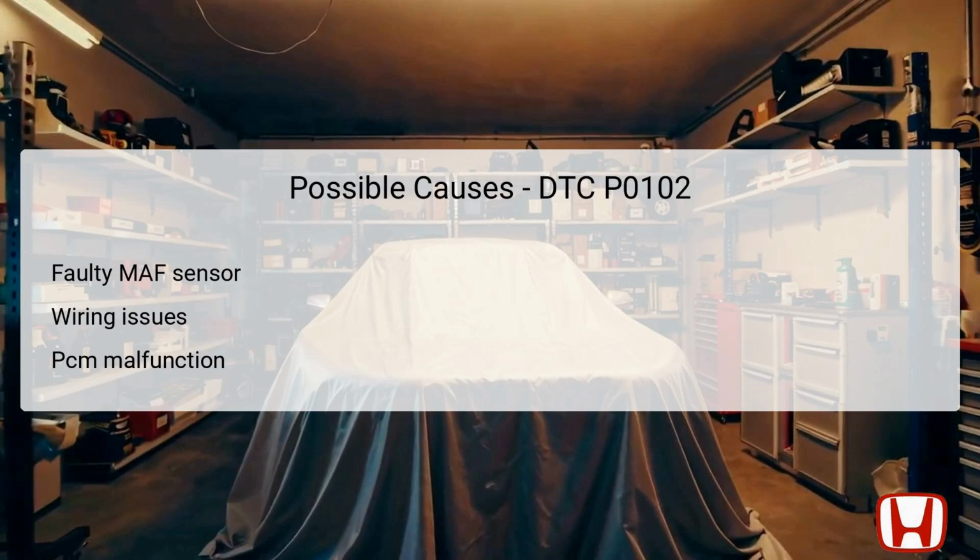Third, there is the possibility of a malfunction within the PCM itself, which would prevent it from processing the MAF sensor's signals correctly. It is imperative to check the integrity of both the sensor and its wiring, as well as to confirm the PCM's proper functioning to address this code. Ensuring a thorough examination of these components can help isolate the root cause effectively.